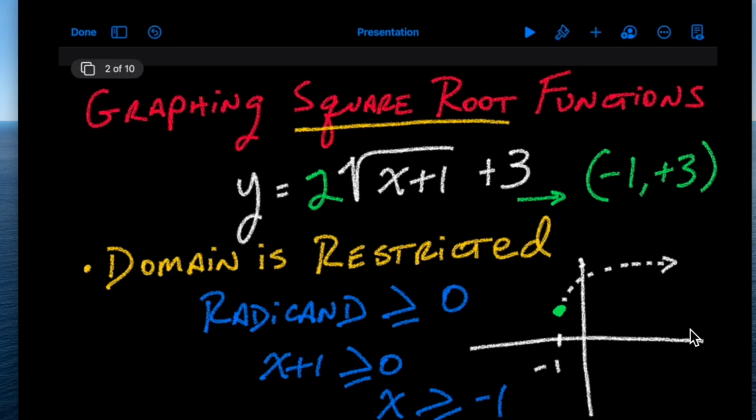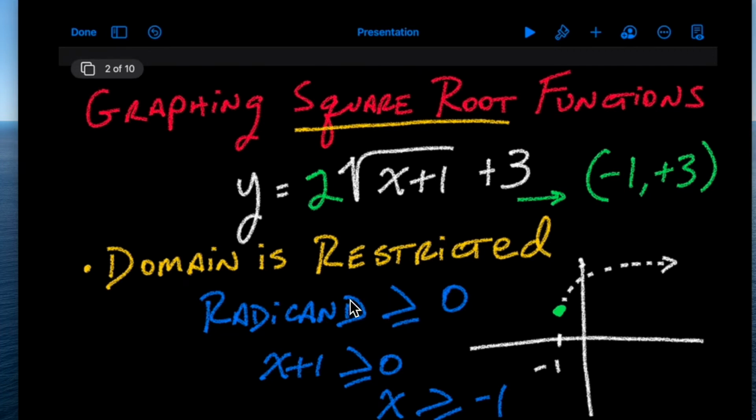The other thing to notice about a square root function is that it always has an origin. Here, the origin is negative 1, positive 3, and I'm going to show you how to obtain that origin throughout the video. The other thing about a square root function is that it's going to either open up, as is shown here. That's because this coefficient out front is positive. If it was negative, it would open down.